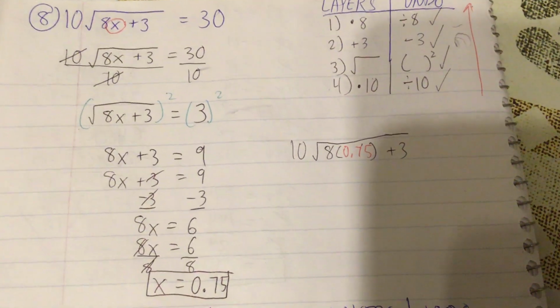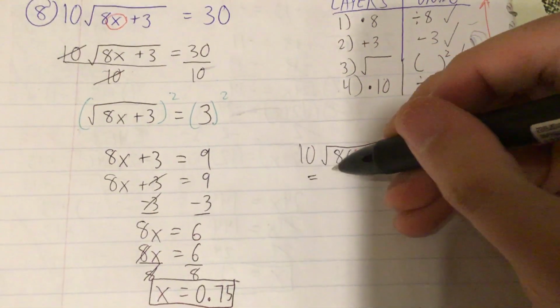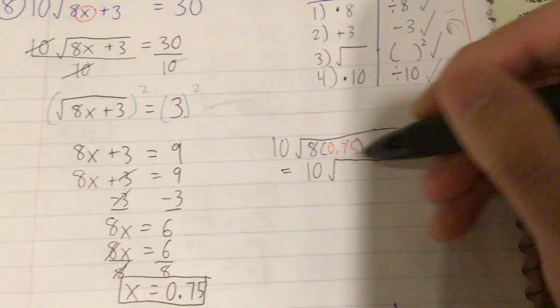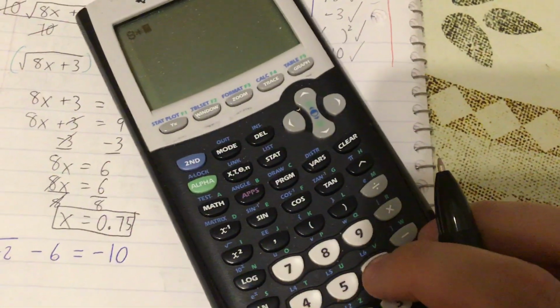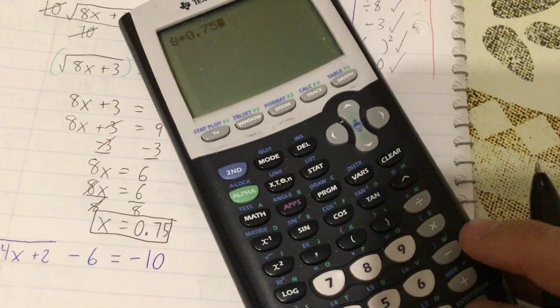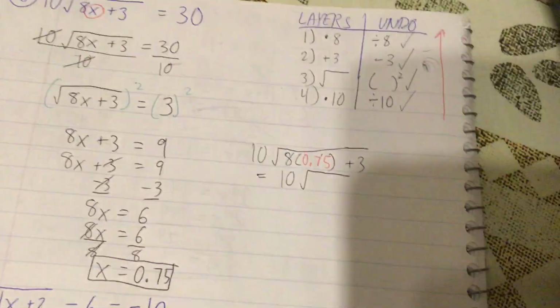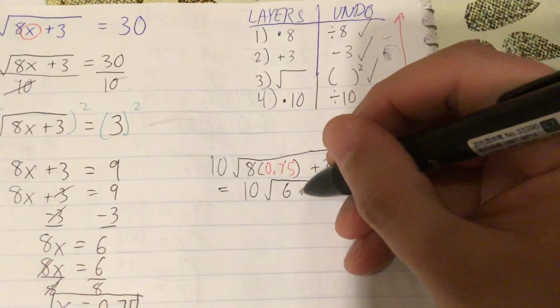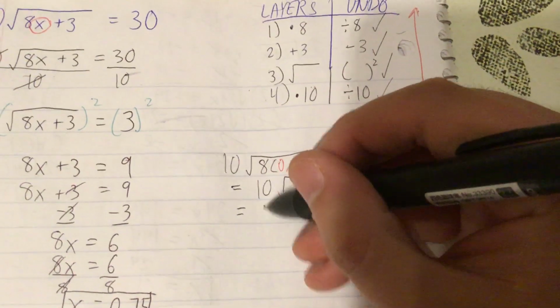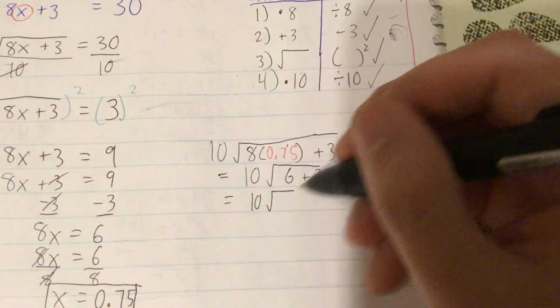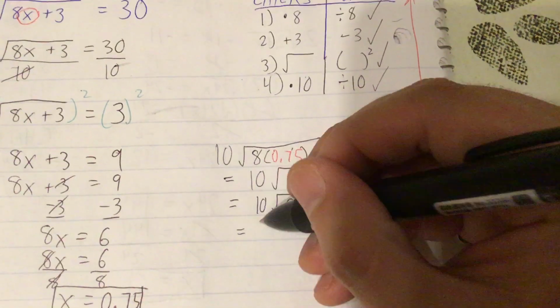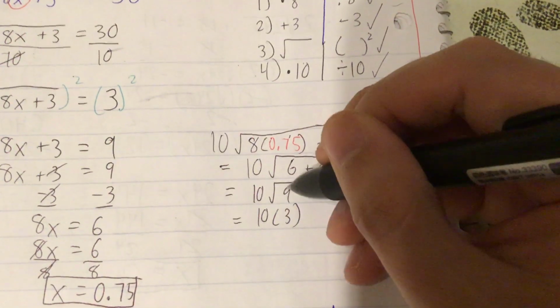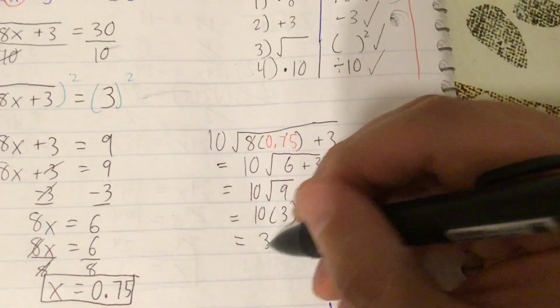So 0.75. So I've got 10 square root 8 times 3/4, I believe, is 6, but I'm showing my work. So then I get 10 times the square root of 6 plus 3. 10 times the square root of 6 plus 3, that's 9. 10 times the square root of 9 is 3, and I get 30.